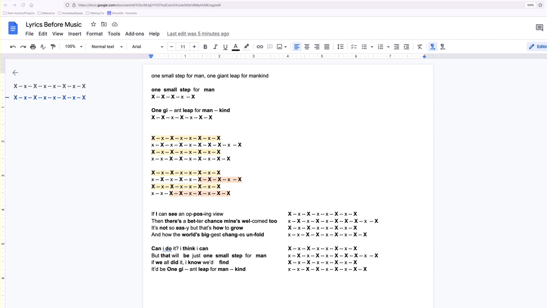This is the way I like to do it. You could do it your own way, but as long as you're keeping track of what the rhythms are of the stresses of your spoken word, then you'll be able to put that into your music much more easily.